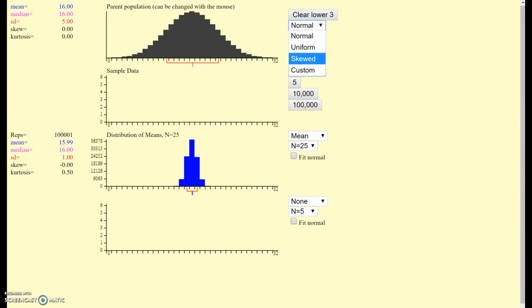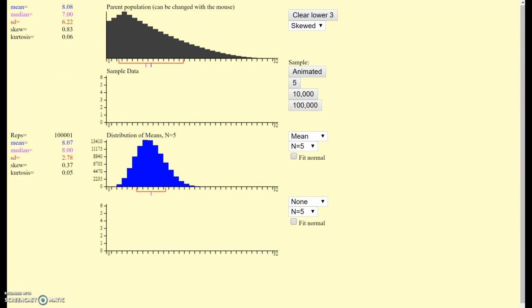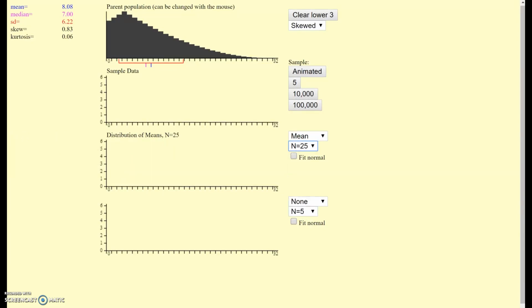Now, what if I didn't start with a normal curve? What if I started off with a skewed distribution? Well, if n was equal to 5, and I did this many, many different times, you will get something that kind of looks like a normal curve. Not quite. It looks a little bit skewed. So maybe n equals 5 didn't quite make it, okay? But what about if I increase it to 25 and I do this over and over again?